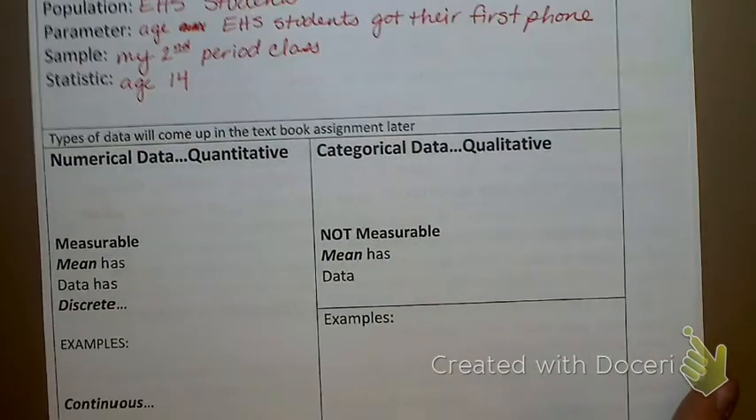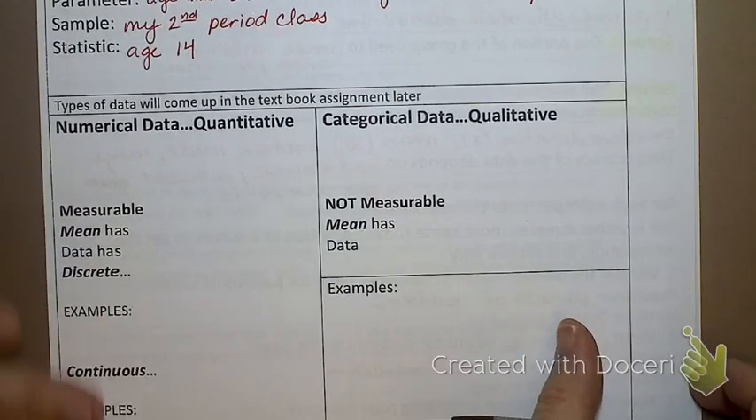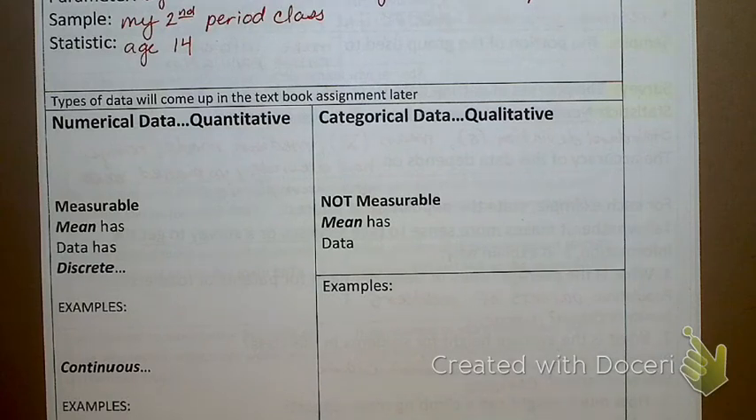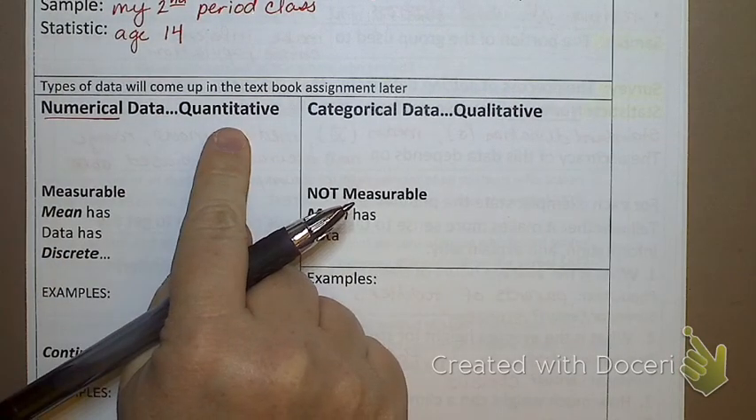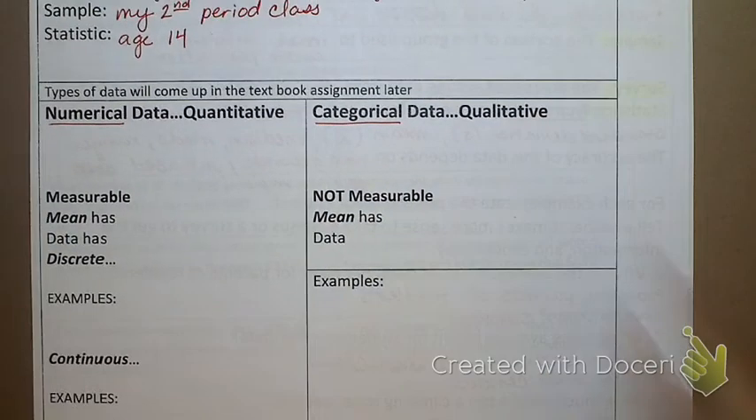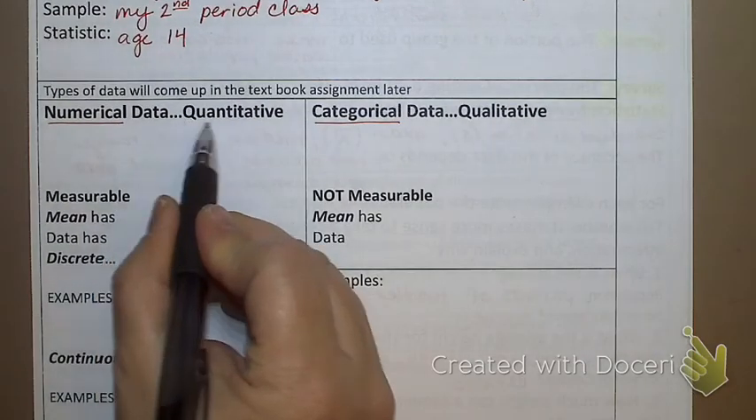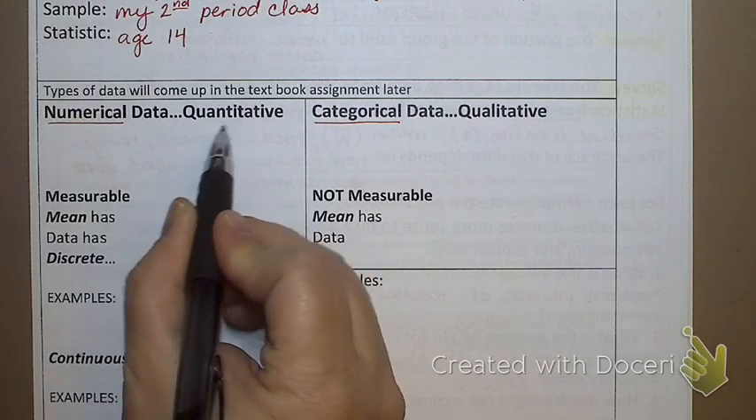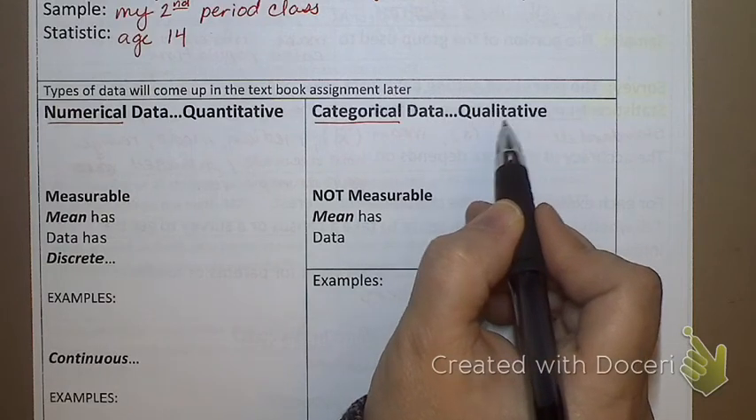Now I want to talk about these two different kinds of data that you're going to need to know for a textbook assignment later. We haven't had a textbook assignment forever, have we? I think we have one tomorrow. Do you even remember what your textbook looks like? Okay, we have two kinds of data. We have numerical data, which is sometimes known as quantitative, and we have categorical data, which is known as qualitative. Quantitative versus qualitative. I think of quantitative as quantity. It's a number, it's an amount of something. Qualitative is a quality. It's a quality about something.